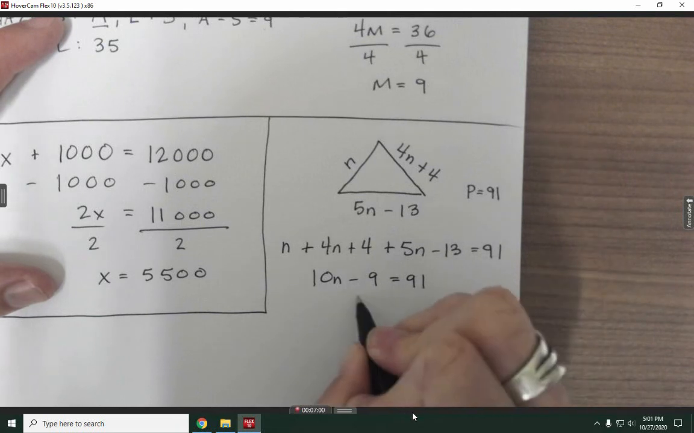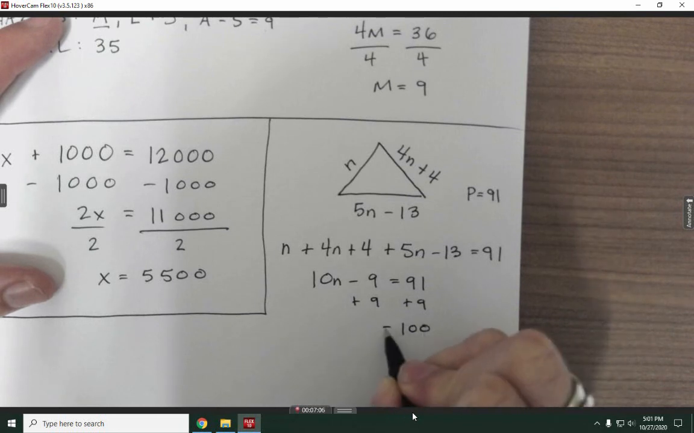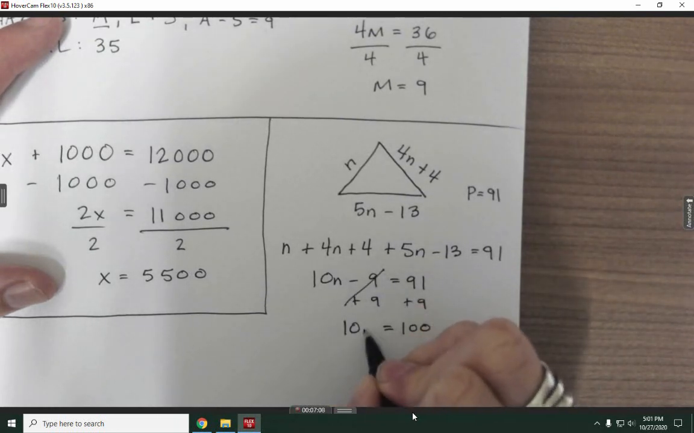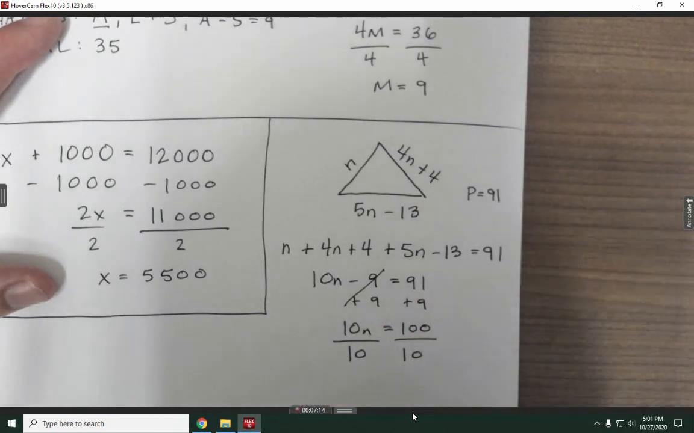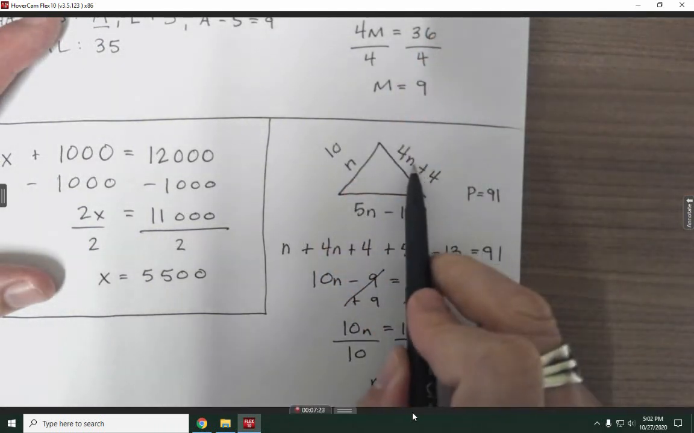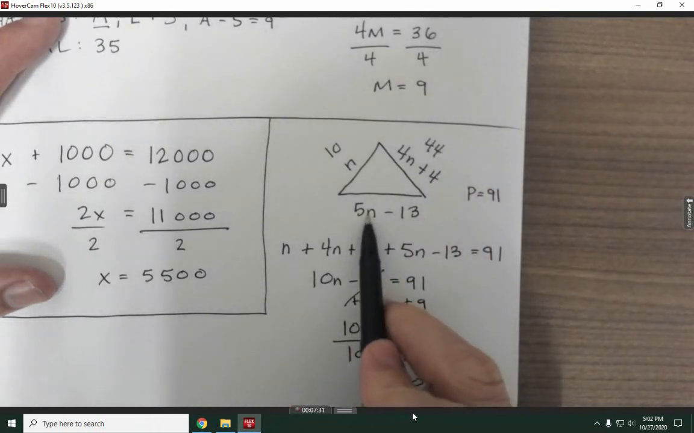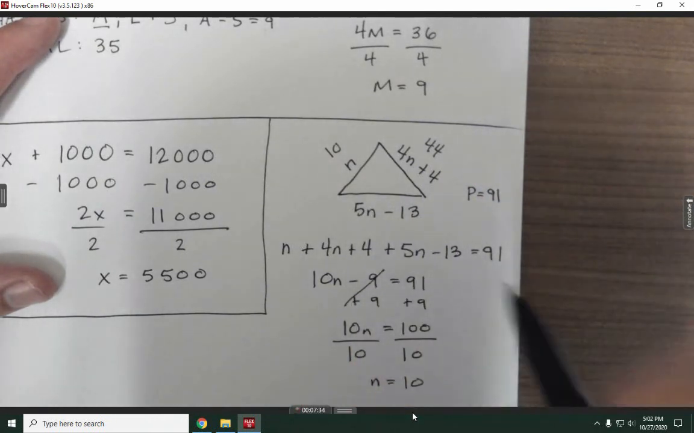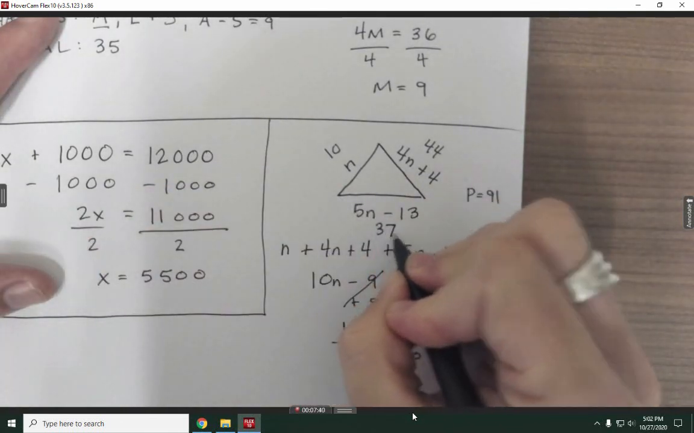It's equal to 91 still, so we're going to add 9 to both sides. Add 9, that gives us 100. That cancels, we get 10n. That means we can divide by 10. Since these two are getting multiplied, we do the opposite and divide. And so 100 divided by 10 is 10. So that means that this n is 10, so 4 times 10 is 40. Plus 4 more is 44. And then 5 times 10 is 50, minus 13 is 37. So that's our three sides.